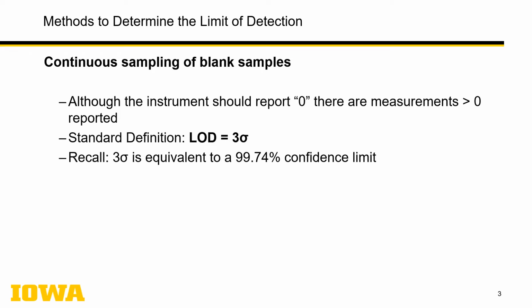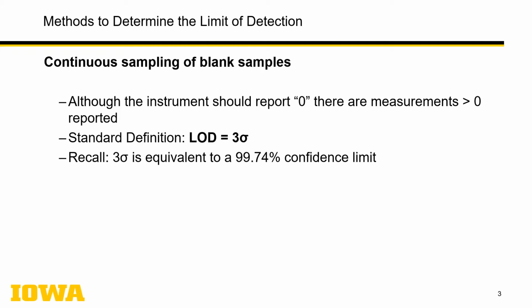So how do you determine an LOD? Well, one way is to make multiple continuous sampling of your blank. Put it in your instrument, keep measuring it. You're actually going to get some noise about zero in this case. And it'll be zero sometimes, it'll be slightly greater than zero, maybe a little bit more than zero. So that will give you some idea of the standard deviation of the instrument at that level. And then you can multiply that standard deviation by 3, which is the typical situation to determine an LOD.